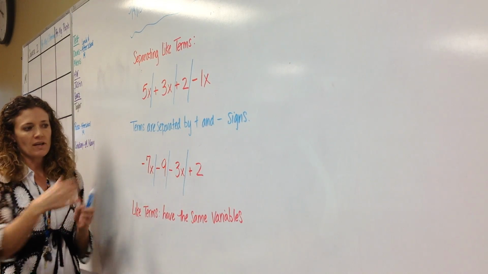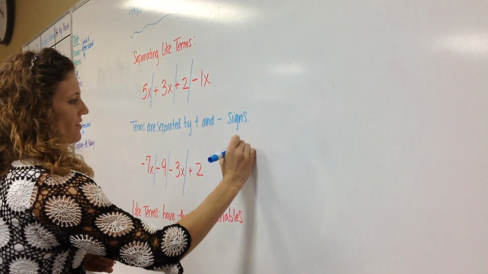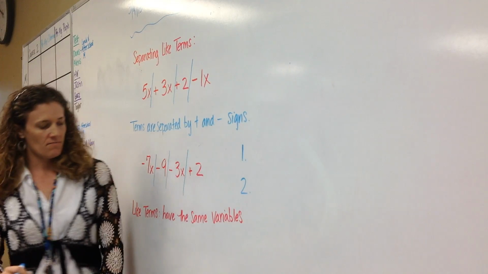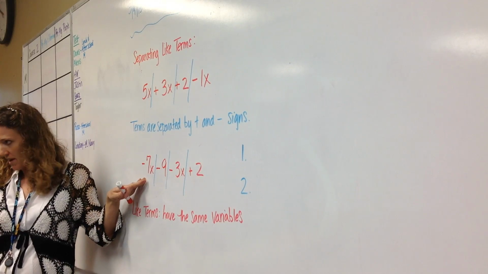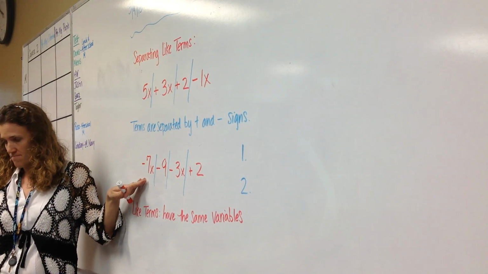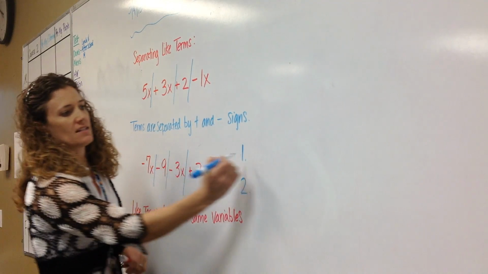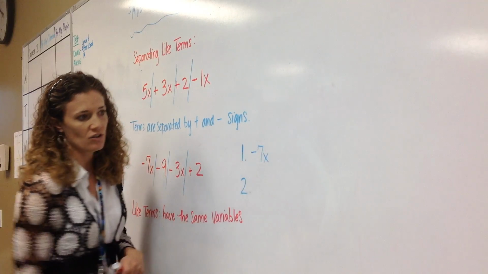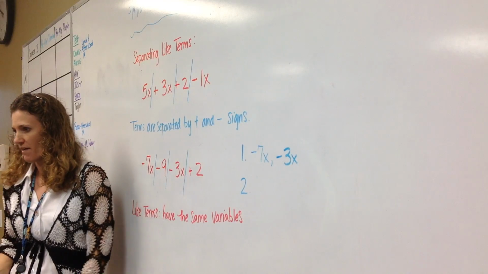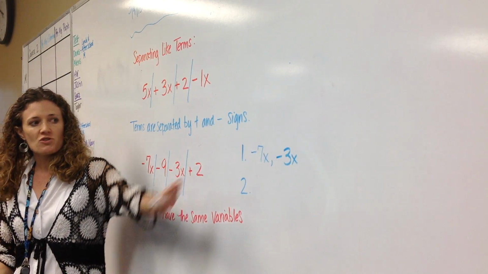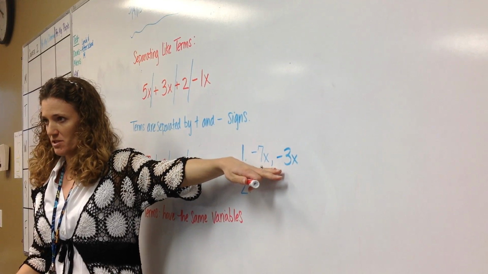Okay, so in this problem up here, we have two different sets of like terms. Okay, I have those things with x's and I have those things that don't have x's. Is that okay? So what you'll write down for your like terms is negative 7x and negative 3x. Those are like terms. They both have an x. Okay, what we're going to do tomorrow is add these together, because we can. Okay, we can add like terms.